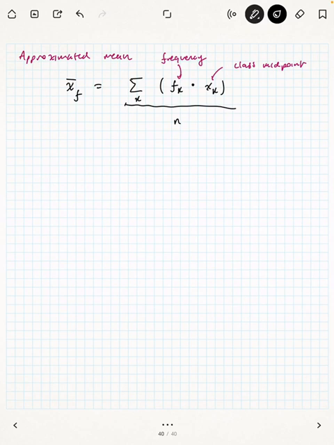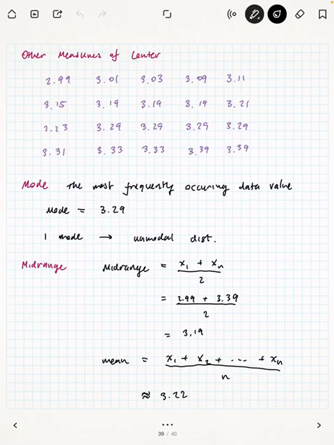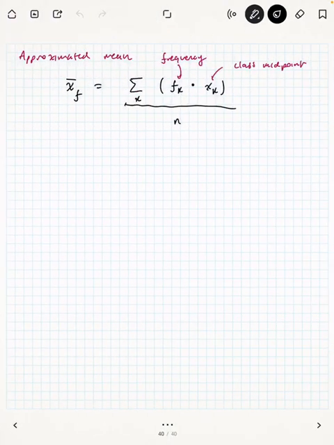So it's very similar, except that because we don't have the raw data, we have to approximate using the class midpoints. So going back to that example of the data, if we didn't have these data, but instead we had the classes, and the classes were of the form 2.90 to 2.99, 3.0 to 3.09, our class width will be 0.10, or 10 cents, and we start at 2.90.